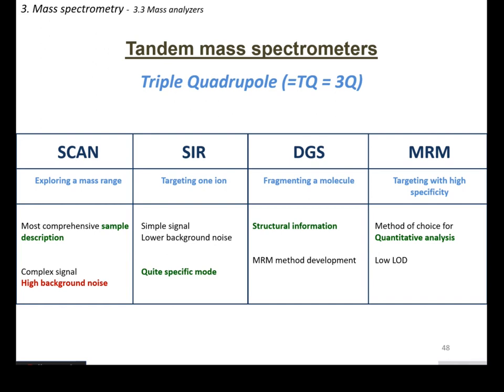Then the daughter scan will give you structural information. It's an MS-MS information. You've got information about the fragments produced by a molecule, by an ion. And it's also useful to develop an MRM method. And then the MRM for targeted analysis with quite high specificity. And this is a method of choice for quantitative analysis. It's got a quite low limit of detection. And so this is why most people buy a triple quadrupole. It's to make MRM analysis.